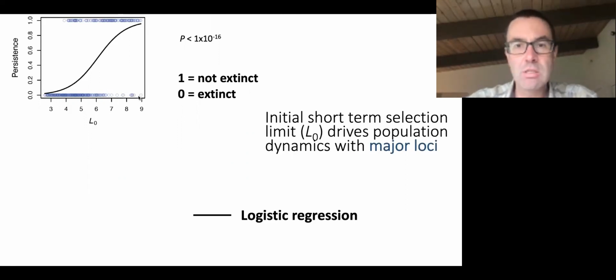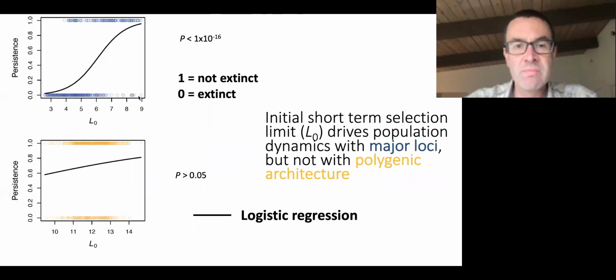It's highly statistically significant. But if we fit the same model for the polygenic scenario, this relationship does not exist. There's essentially no relationship between population persistence and the selection limit. And I think what's going on here is that in all of these cases, there is just a lot more short-term adaptive potential associated with the polygenic architecture than when a major locus is present.